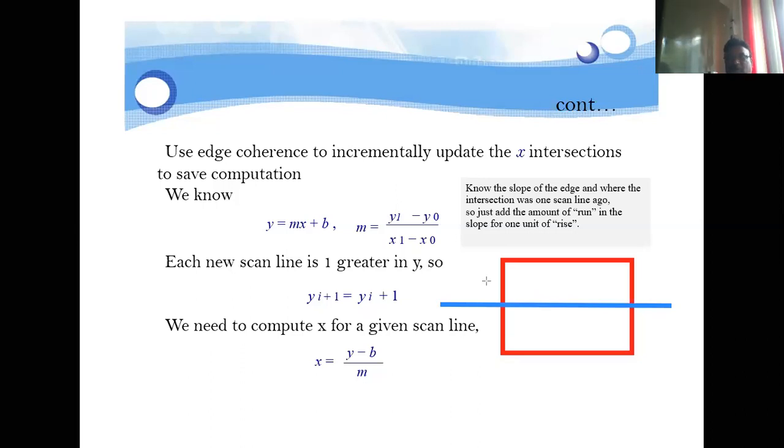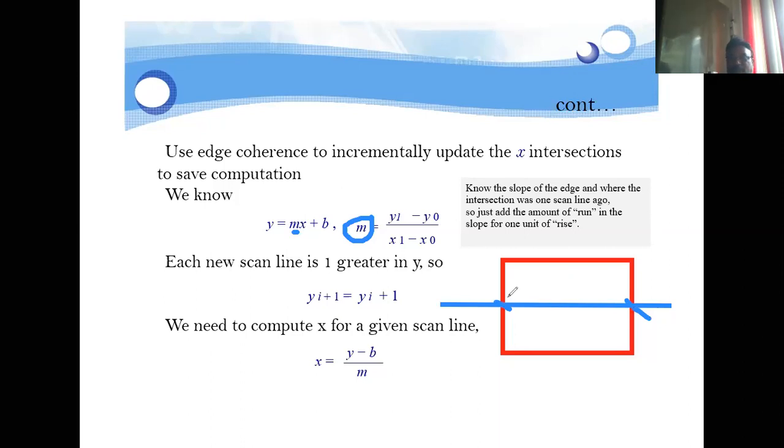Correct? y is equal to mx plus b is the slope equation of the line. And your slope is m. Okay, so m you can calculate. How can you calculate the slope of the line? y1 minus y0 divided by x1 minus x0 is the slope of the line. Here I have considered this x0, y0 and here my x1, y1. These are the 2 points on the line.